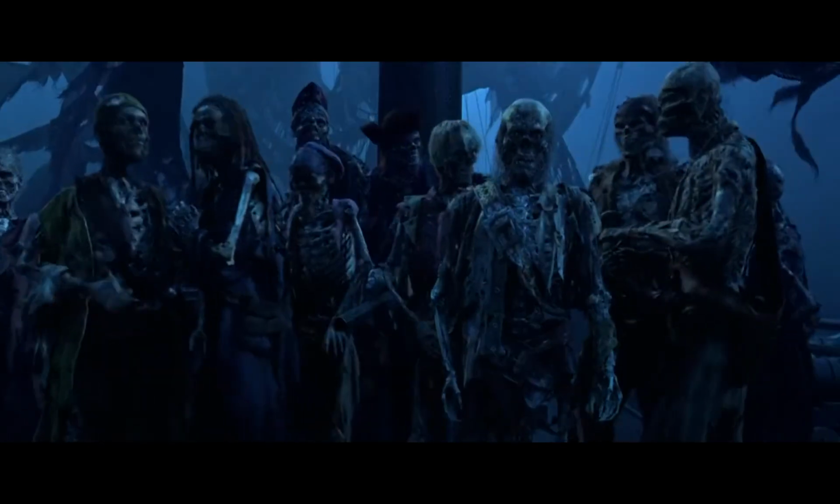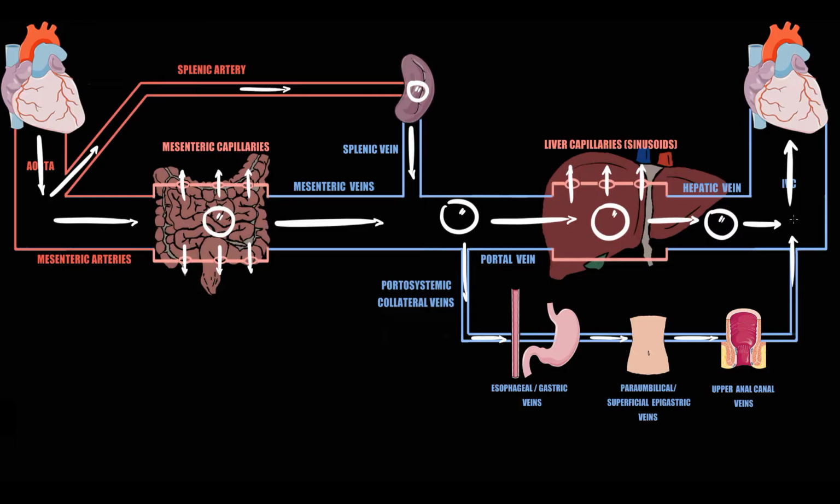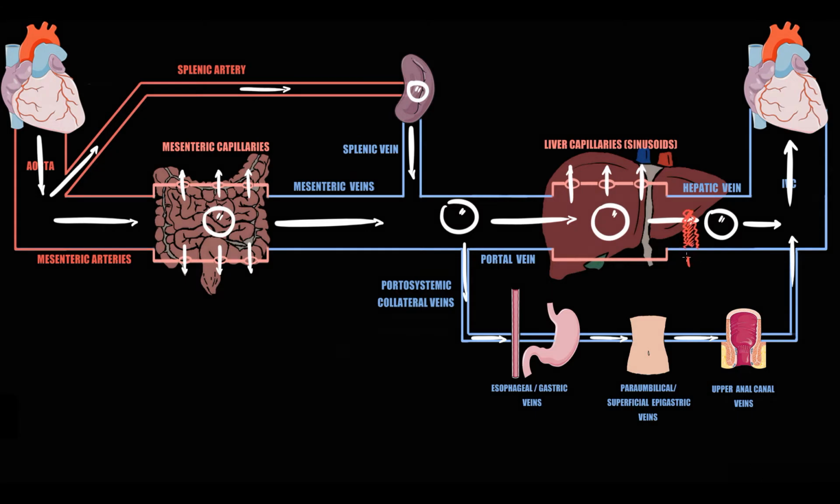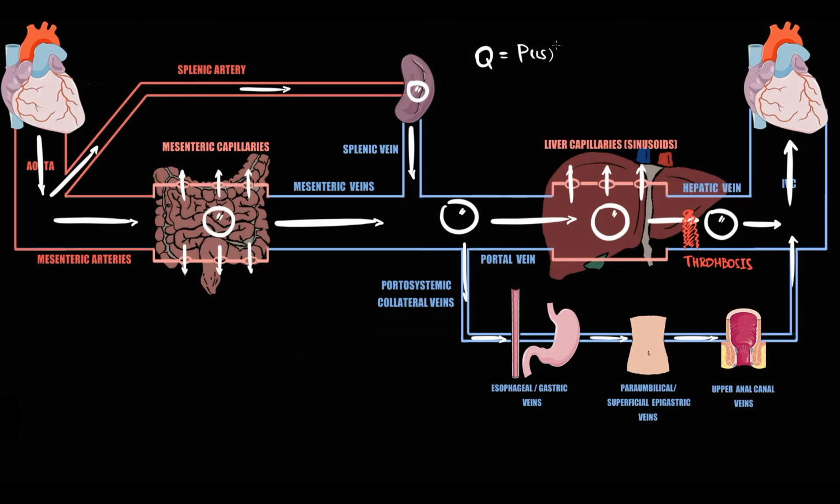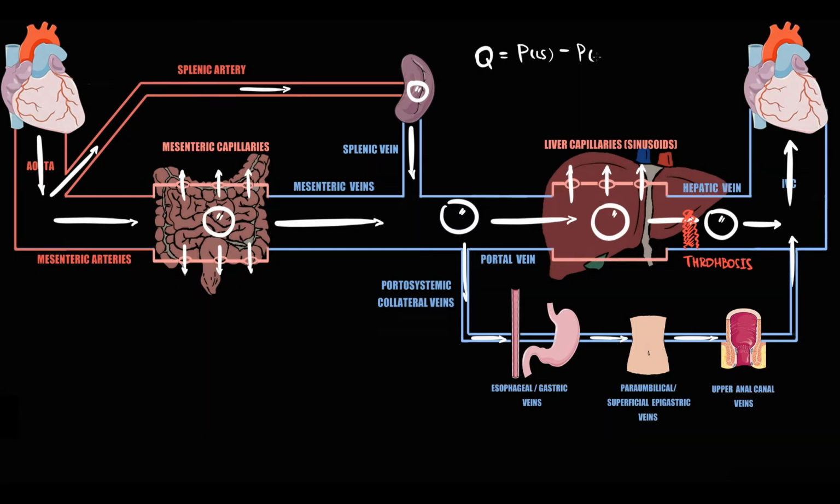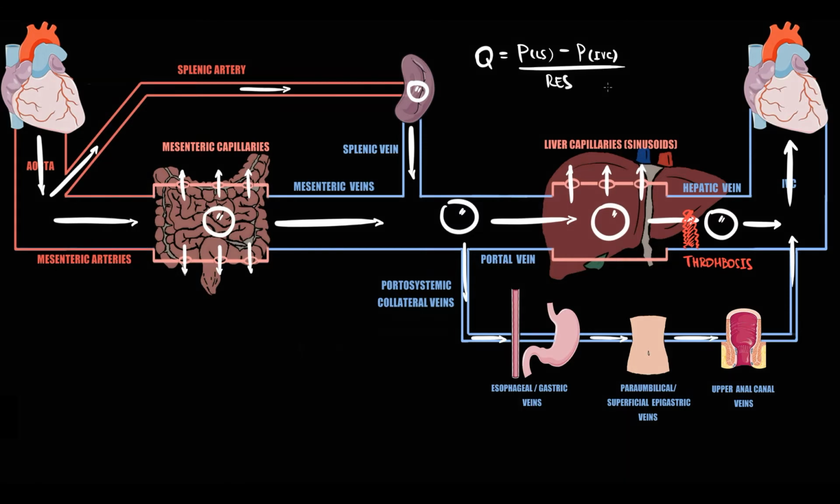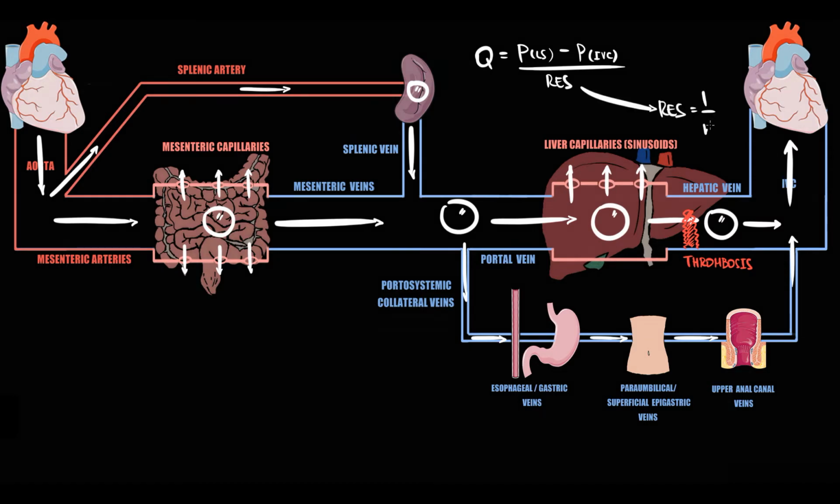Back to work! So let's suppose that thrombosis of the hepatic vein occurs. The flow from liver sinusoids to the inferior vena cava is equal to the pressure inside the liver sinusoids minus the pressure inside the inferior vena cava, divided by the resistance between them. And resistance is inversely proportional to the fourth power of the radius.